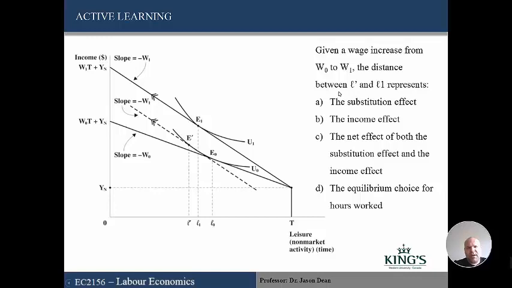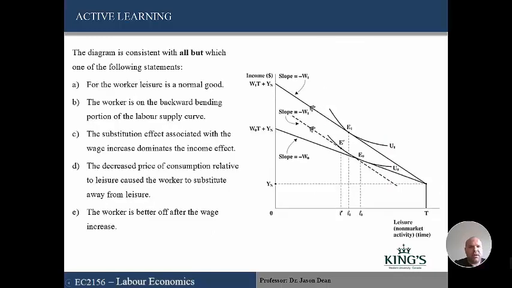But the question is asking what L prime to L1 is. So we have two other options. It could either be the income effect or the total net effect. We know that the difference between E prime and E1 is the income effect, because that's all we're changing. We're doing a parallel shift here in income and seeing how that affects hours worked. So going from L prime to L1 represents the income effect, and so the answer is B.